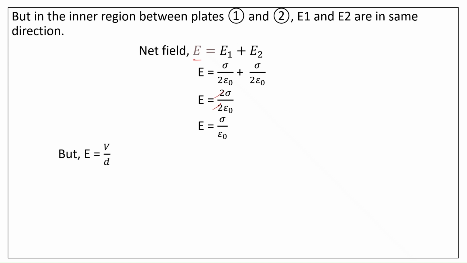But E is equal to V by d. Substitute in above equation, we get V by d is equal to sigma by epsilon naught. Therefore, on equating, V is equal to sigma d by epsilon naught. Mark as equation 5. Substitute equation 5 in 1.